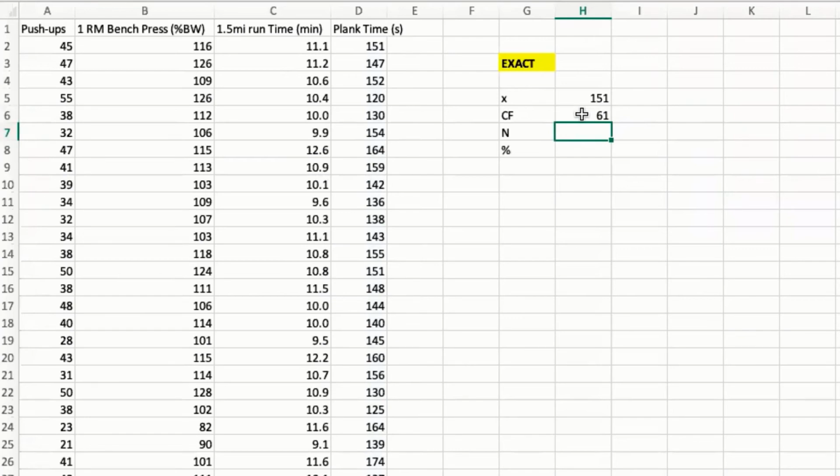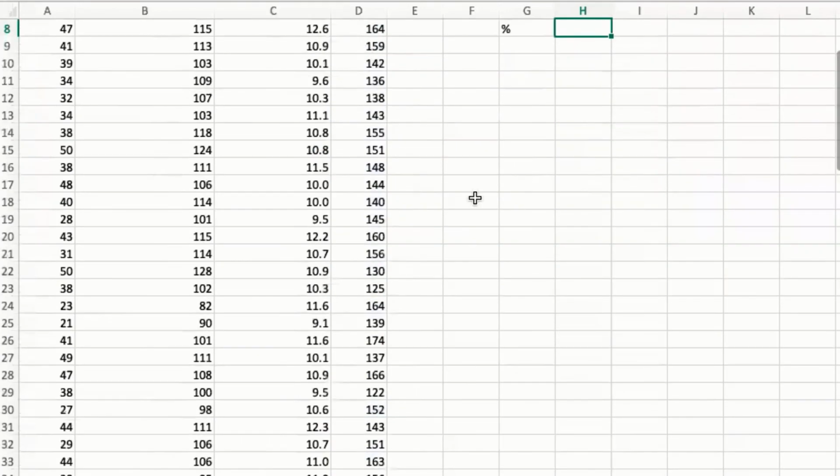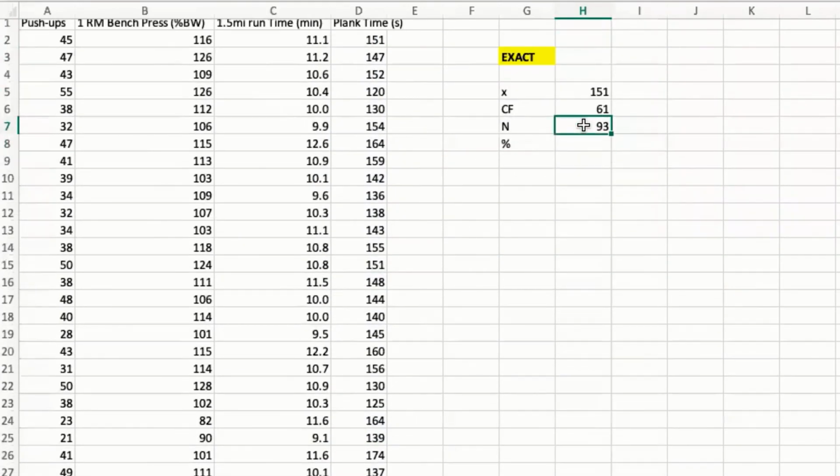So 61. And then my sample size is everybody who performed the Planks, so I could just do a count function to find my sample size. It looks like we have 93 people. And then my exact percentile would just be the cumulative frequency, 61, divided by my sample size, which would be the reference next to n. We can multiply that by 100 if we feel like it.